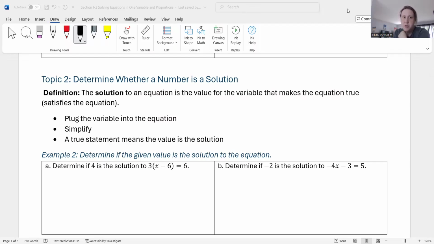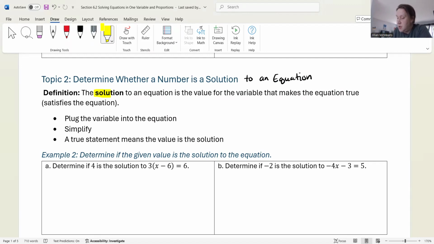For topic 2, we're going to determine whether a number is a solution to an equation. So I should probably have added "to an equation," but I didn't, so here it is. Topic 2, we're just going to check to see if some value really is the solution to the equation. The solution to an equation is the value for the variable that makes the equation true, okay?